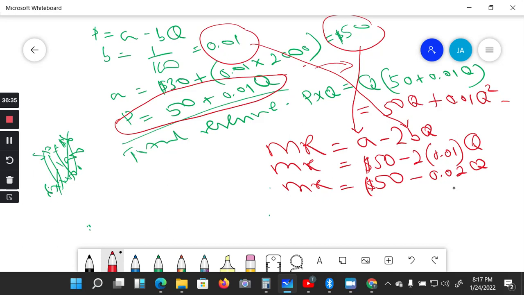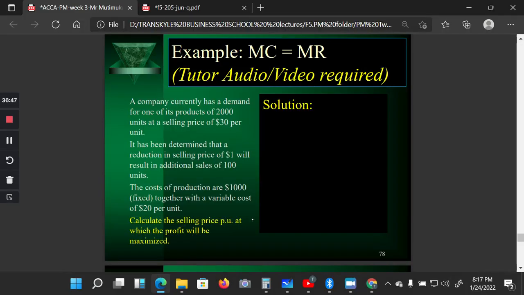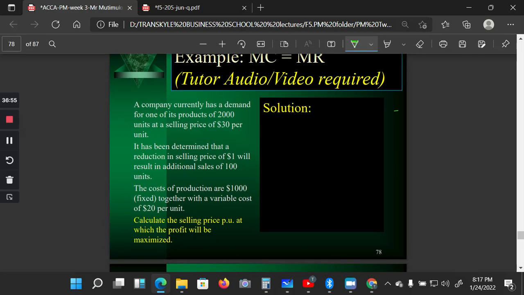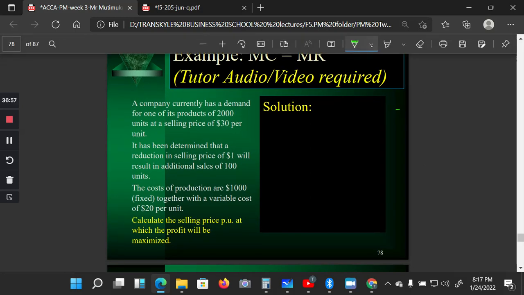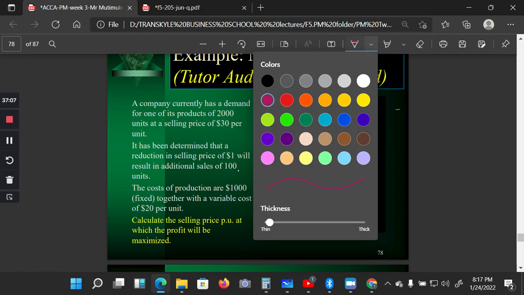But the marginal cost, from the question, haven't you been given the marginal cost? The marginal cost was given in our question, if you can see here.